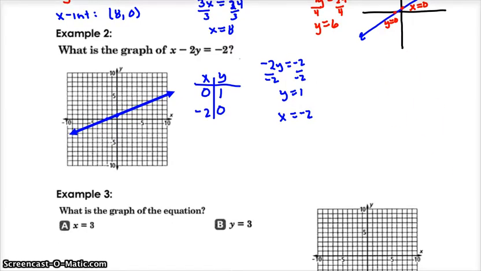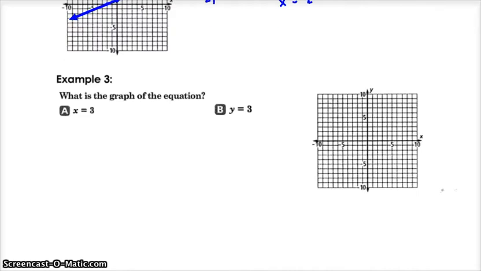Alright, example number 3. These equations look a little bit different because they've only got an x equals or a y equals. In part A, I see that x equals 3. This tells me that the x-coordinate of every point on that line will be 3. So if I move over to x equals 3, 1, 2, 3, and put a point, and then I move up and put a point, and I keep putting points everywhere where I find x equals 3, I find that I eventually get a vertical line.